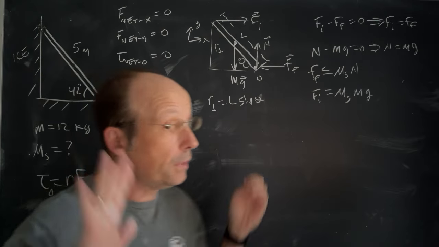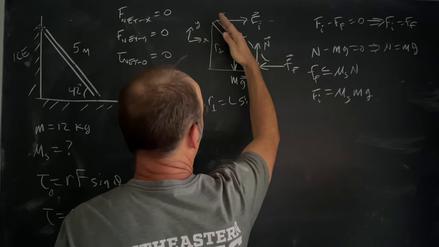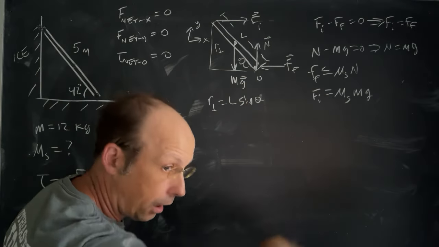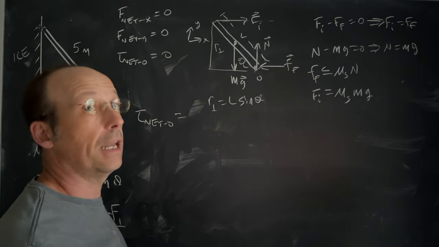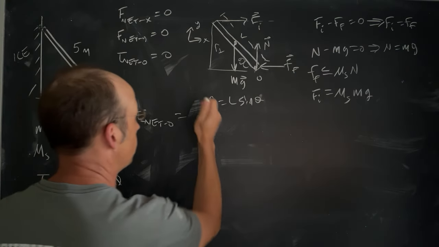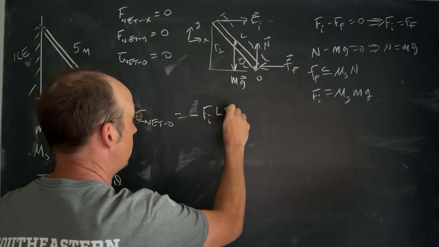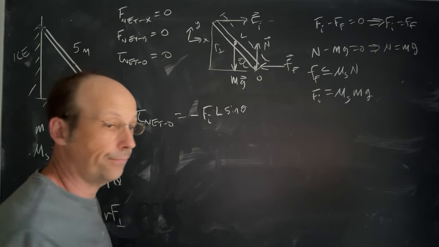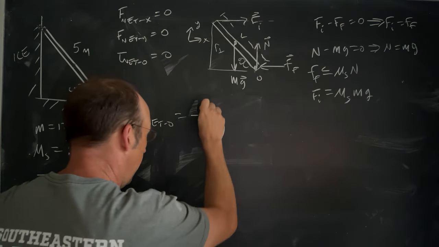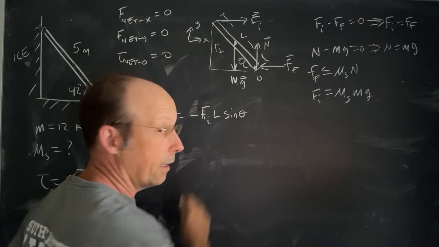Now, is it going to be positive or negative torque? That force all by itself would cause this ladder to rotate that way. So we're going to say a clockwise rotation is negative, and that comes from the right-hand rule. So this is equal to negative F ice L sine theta. That looks a little better.